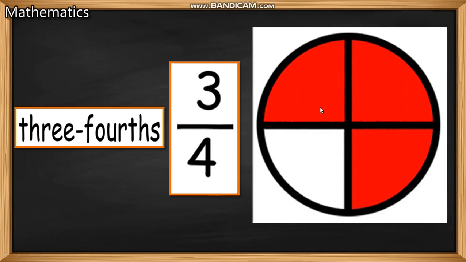Here I cut that circle into 4 equal parts. The bottom number is 4 equal parts. 1, 2, 3, 4. I cut into 4 equal parts. Then I shaded 3 parts. 1, 2, 3. So you can say here 3/4 of the circle is shaded.